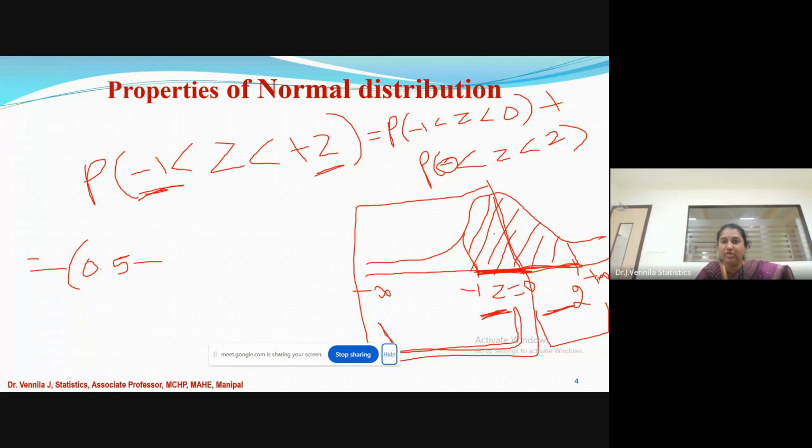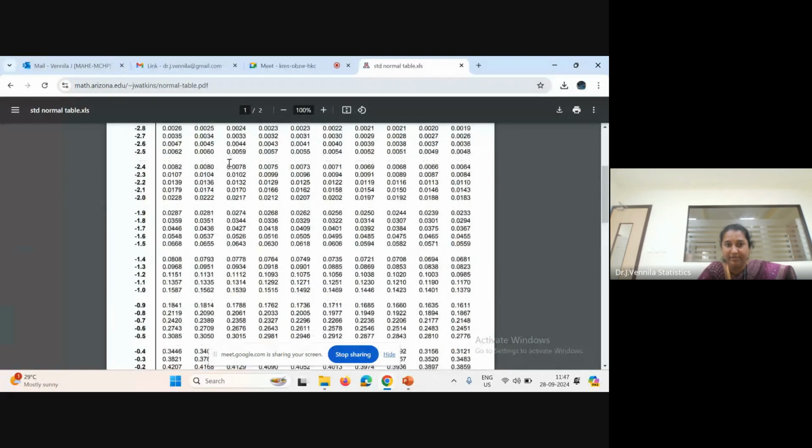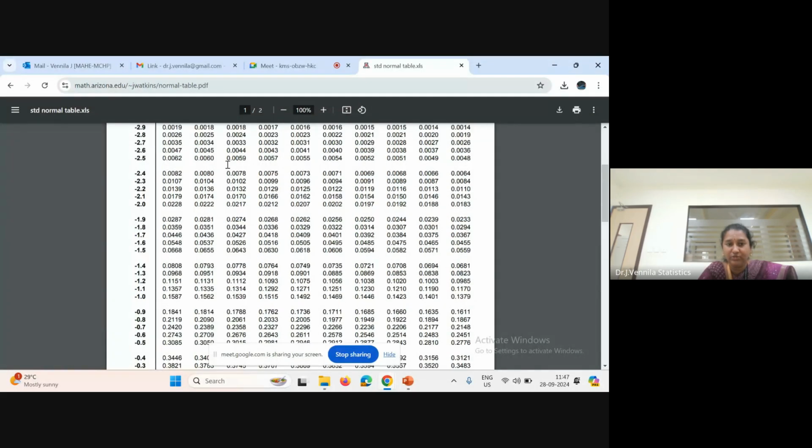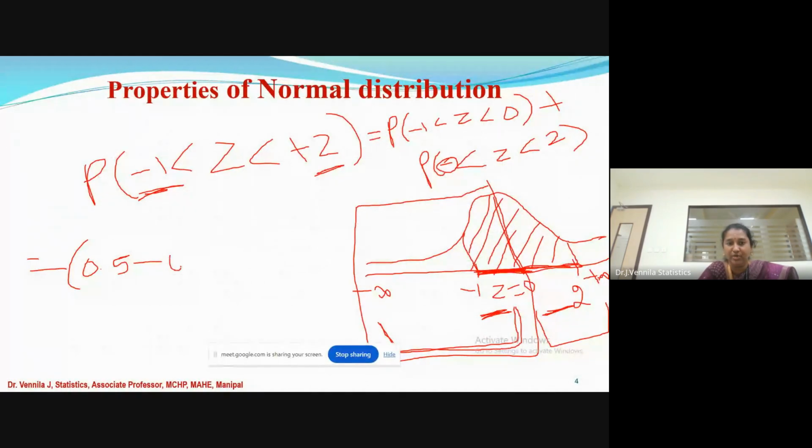Now again you can go to the table and check the minus side, the left side table, and what is 0 minus 1, the 0.00 value. So what is the table value? 0.1587. Just take that value, 0.1587. Then this part is over. Are you clear? So from the whole term we are subtracting only this area.